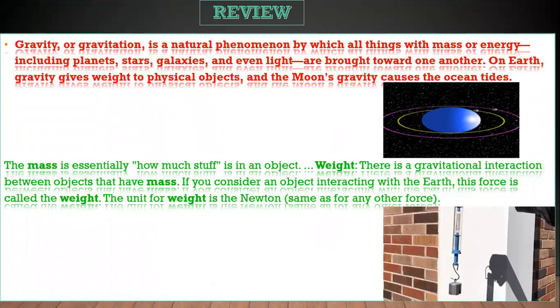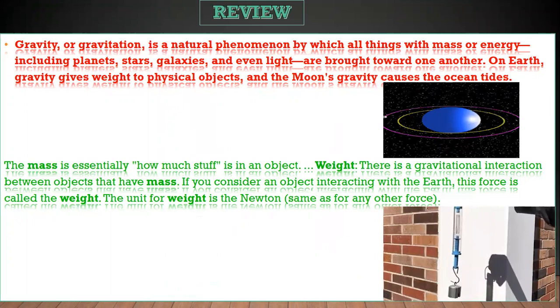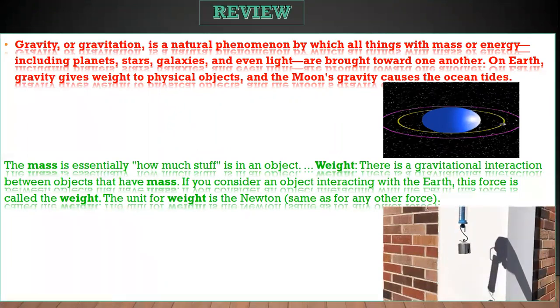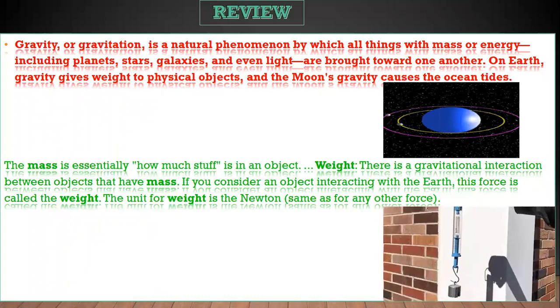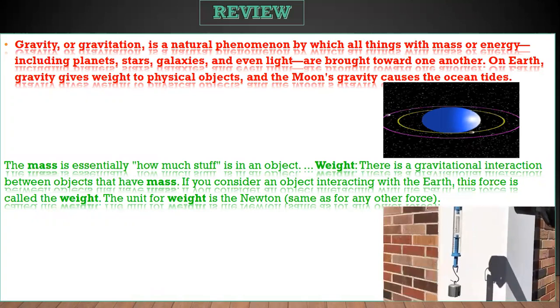Here we have the gravity definitions. Gravity or gravitation is a natural phenomenon by which all things with mass or energy, including planets, stars, galaxies, and even light, are brought towards one another. On Earth, gravity gives weight to physical objects, and the moon's gravity causes the ocean tides.